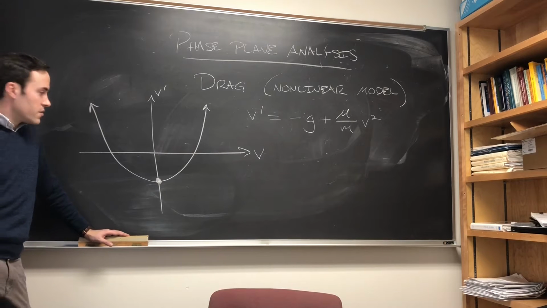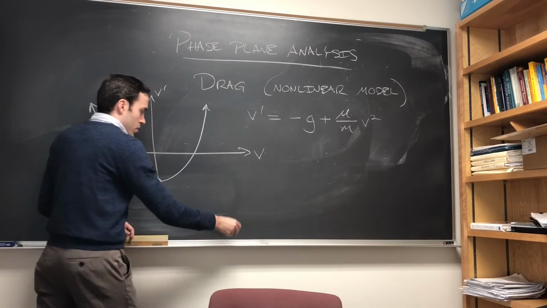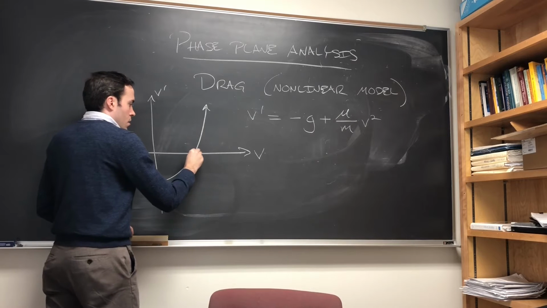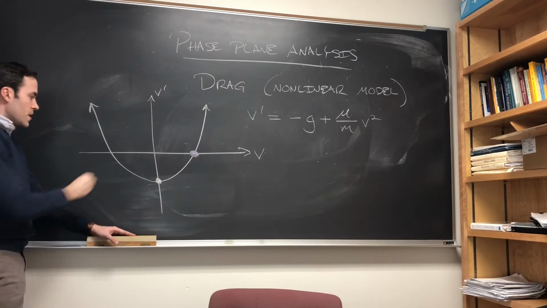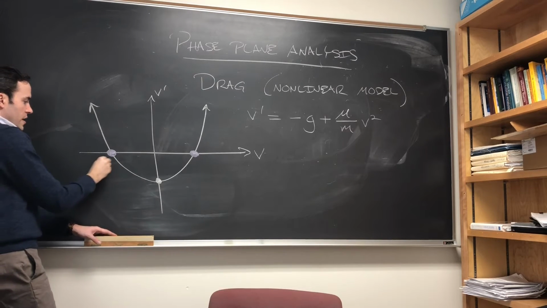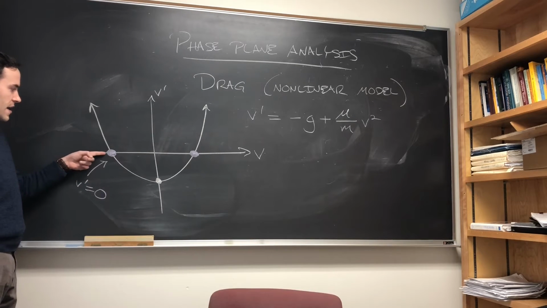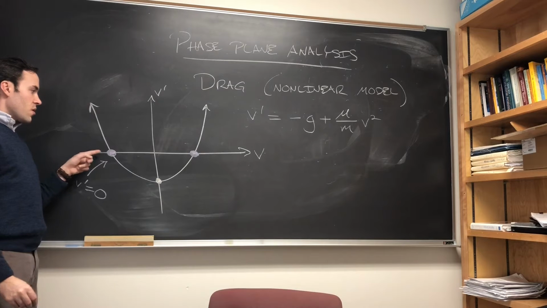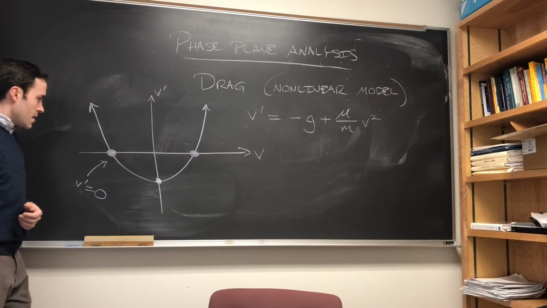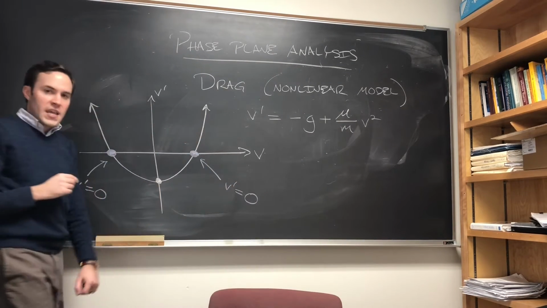All right, so what this is really doing for us is it breaks the plane into a few important pieces. That point right there is important, as is this point right here. These 2 points are where v prime is equal to 0, right? This is exactly where the v prime graph crosses the v prime equals 0 axis, the v axis. And this point also has v prime equal to 0.